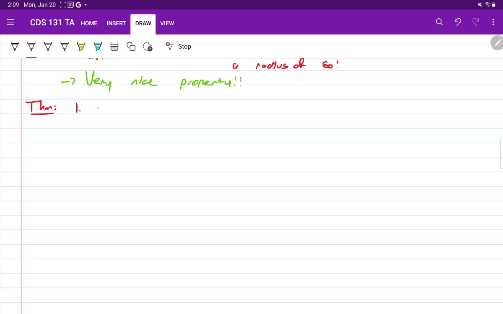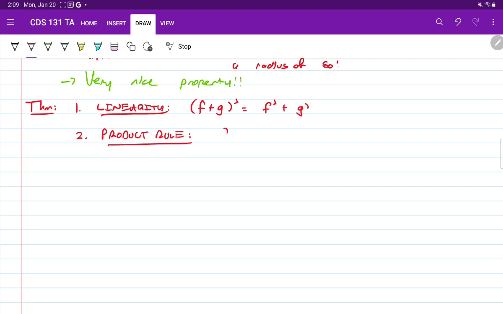So one, what we have is linearity. The derivative is linear. So if I take f plus g, both of which are differentiable, and I differentiate them, I should get the sum of the derivatives. What else do I have? Well, I have the product rule. That says if I take two differentiable functions, f and g, and I take their product and take the derivative, what I get is f prime times g plus f times g prime.